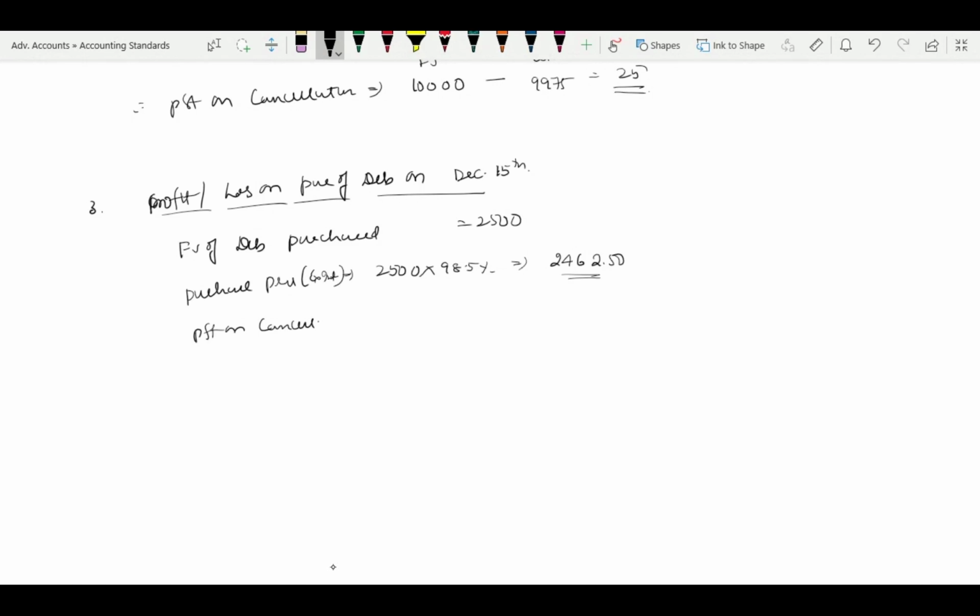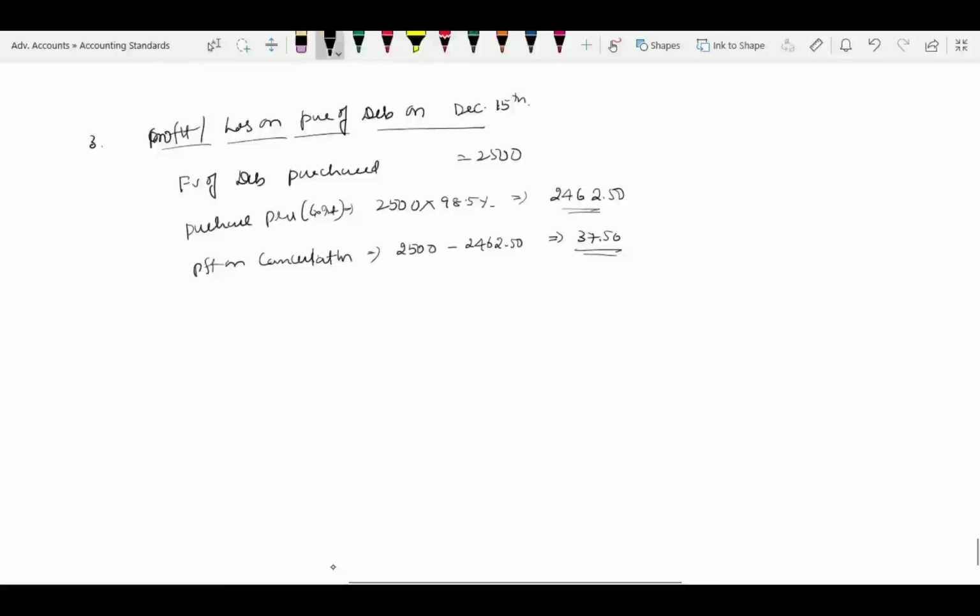Therefore, directly I am going to compute cancellation, which is equal to 2,500 minus 2,462.50, which amounts to 37.50. 37.50 is the profit.